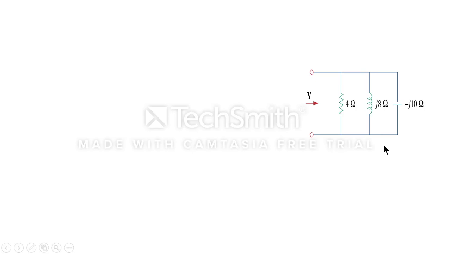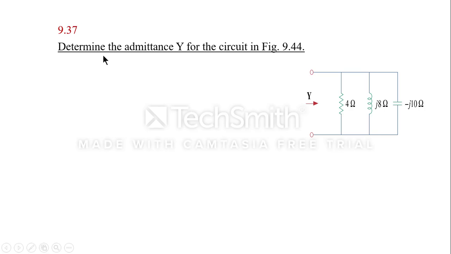Before going on to this problem, I would like to discuss a term called admittance. Admittance is nothing but how much the circuit is allowing the current to flow. Resistance or impedance is something which resists the current flow, but admittance is the inverse of impedance. Admittance is measured in Siemens or ohm's inverse. So let's see the sum. We are supposed to determine the admittance for the circuit.